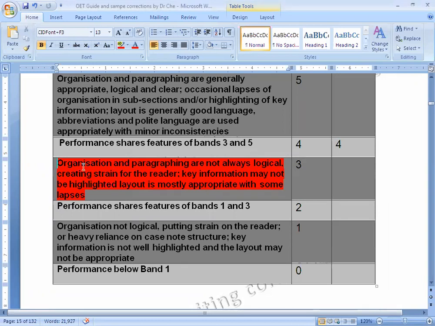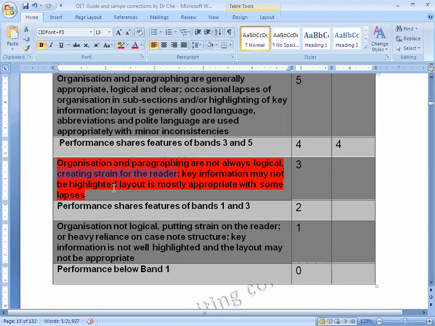Sure. Organization and paragraphing are not always logical, creating strain for the reader. Stop here, stop here. What does this mean, creating strain for the reader?